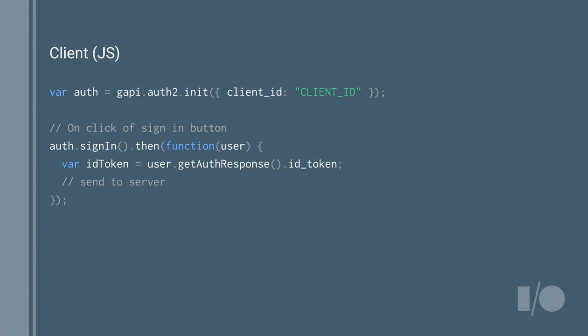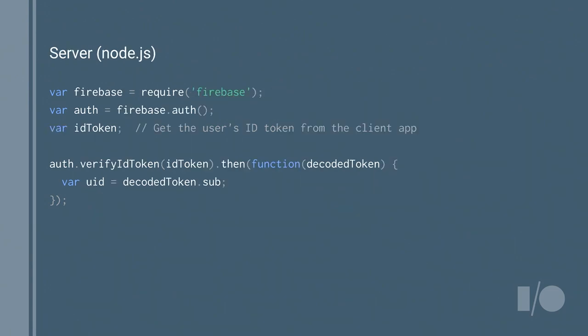So JavaScript looks very much the same as well, wherein you call sign in, and in the response you have an ID token, which you can send to your backend. We support Node.js in the Firebase Authentication Server SDK too, which exposes the same method, verify ID token. In its response, you'll have access to all the information that you need.